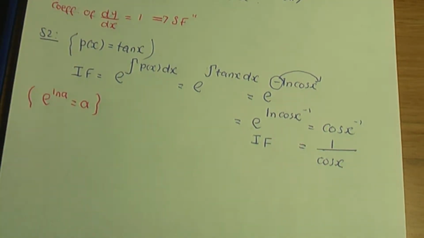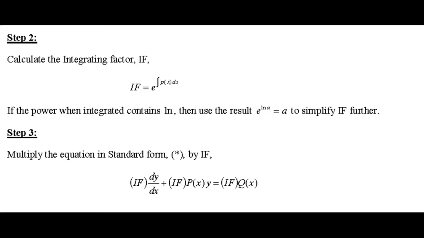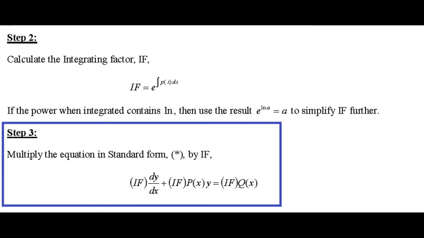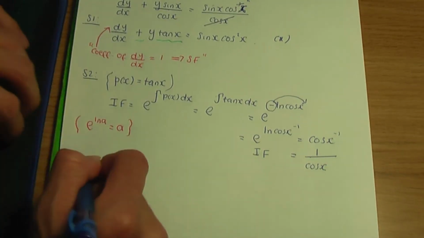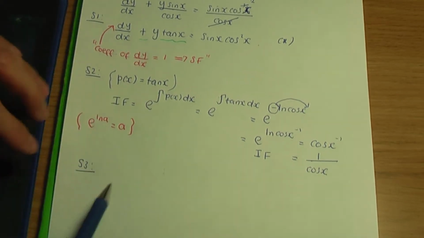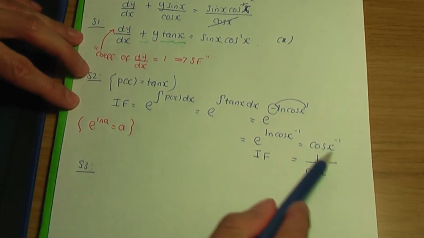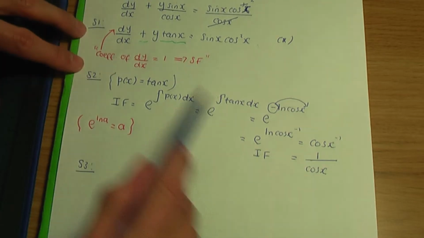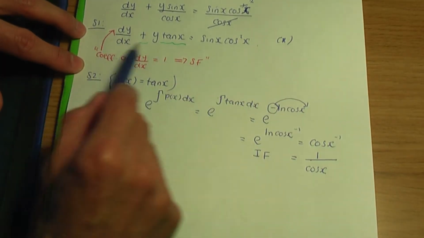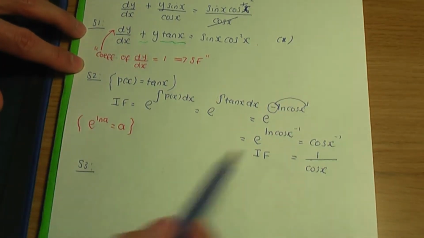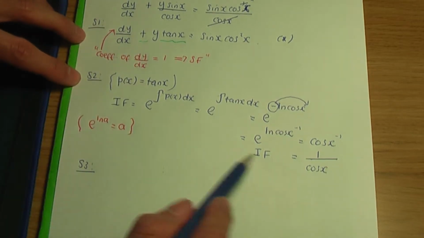Now, let's go back to the screenshot. Let's see what the next step's about. Step number 3, multiply the equation in standard form, which is star, by IF. So we need to multiply every single term in that equation by the integrating factor. Back to the paper and pen. So here is step number 3. In step number 3, we need to take this integrating factor, 1 over cos x, and multiply this equation here by that term, which is IF. Let's do the multiplication.